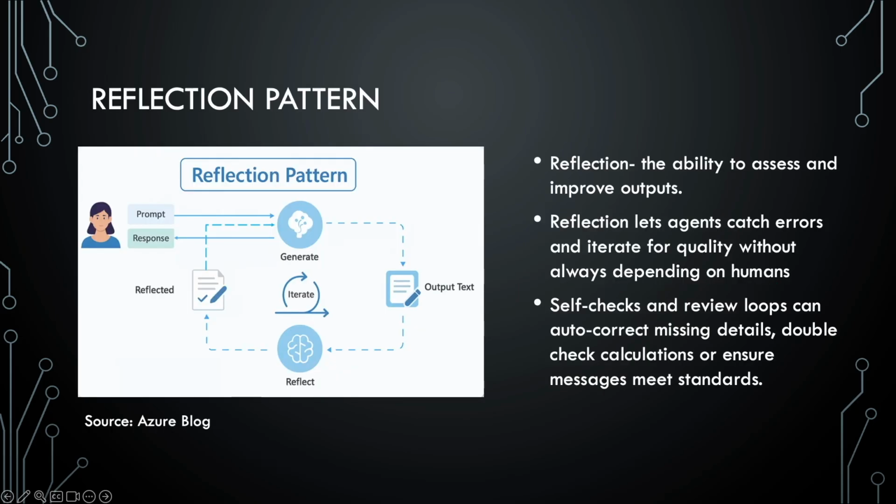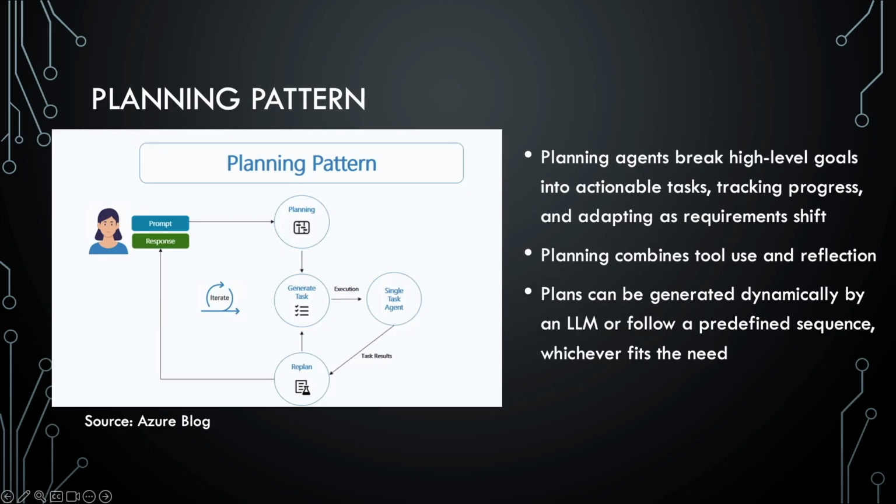The reflection design pattern provides an agent with an instruction to reflect on, assess, and improve its output. Reflection lets agents catch errors and iterate for quality without always depending on humans. Self-checks and review loops can autocorrect missing details, double-check calculations, or ensure messages meet standards. The planning pattern is when an agent breaks high-level goals into actionable tasks, tracking progress and adapting as requirements shift. Planning combines tool use and reflection. Plans can be generated dynamically by an LLM or follow a predefined sequence, whichever fits the needs of the application and developer.